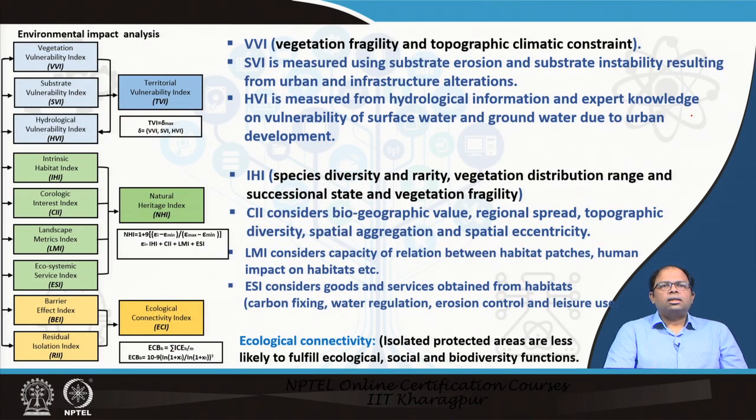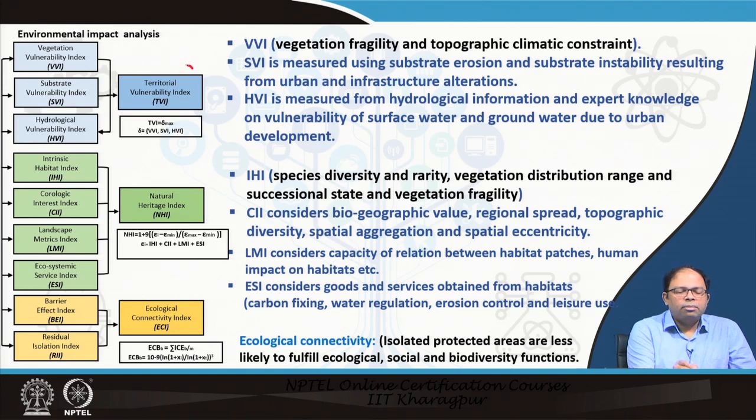So this is the structure of that particular index. You can see TVI is the Territorial Vulnerability Index. It is again composed of multiple indexes like the Vegetation Vulnerability Index, Substrate Vulnerability Index, Hydrological Vulnerability Index, and then the Natural Heritage Index, which talks about the Intrinsic Habitat Index, Corologic Interest Index, Landscape Metrics Index, and Ecosystem Services. And finally, the Ecological Connectivity Index is about barrier effects and residential isolation.